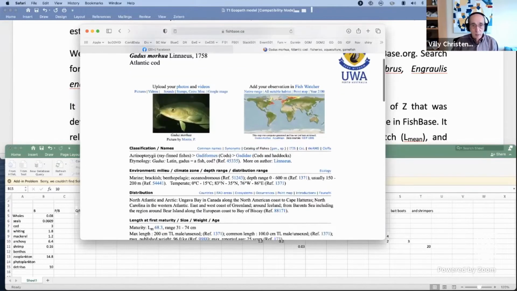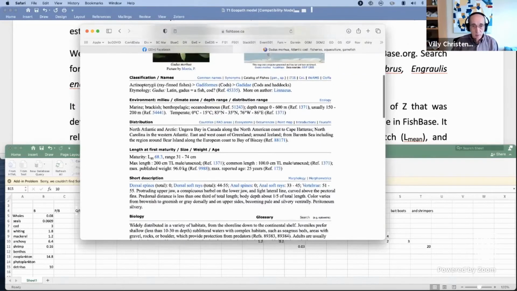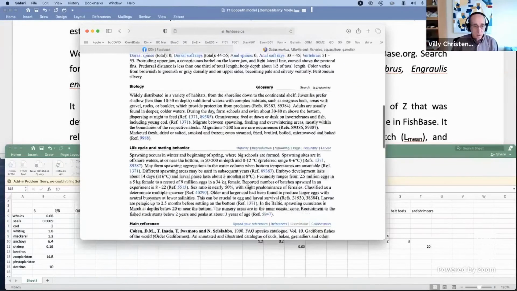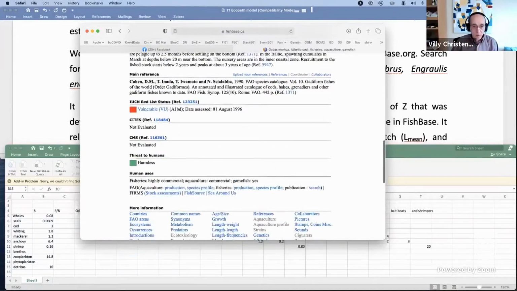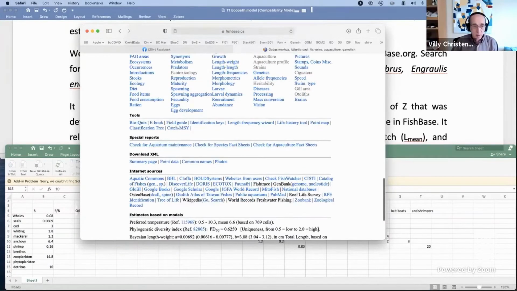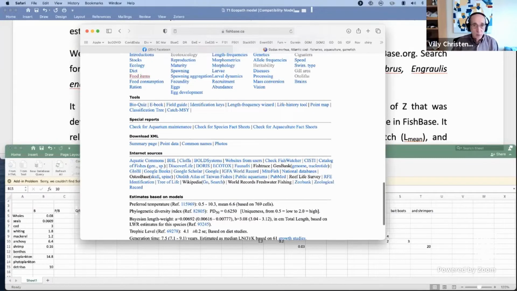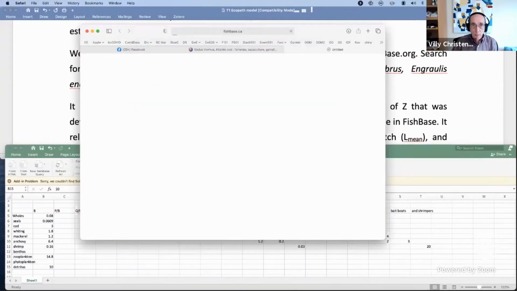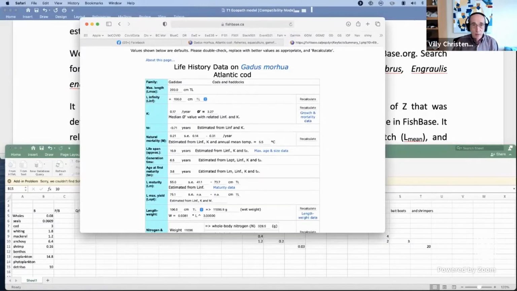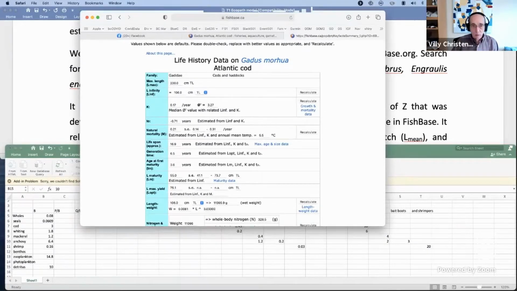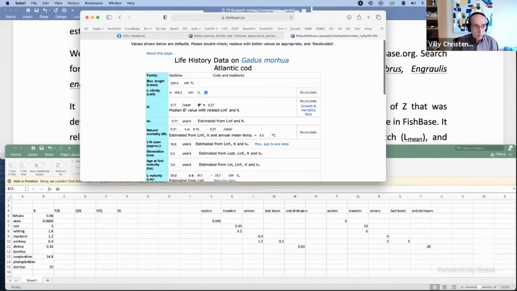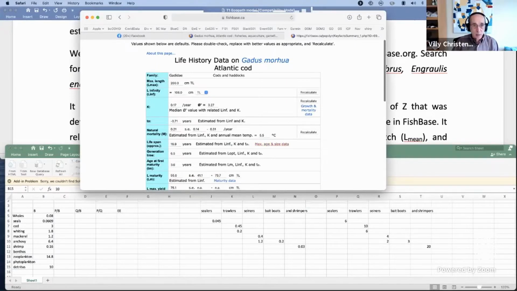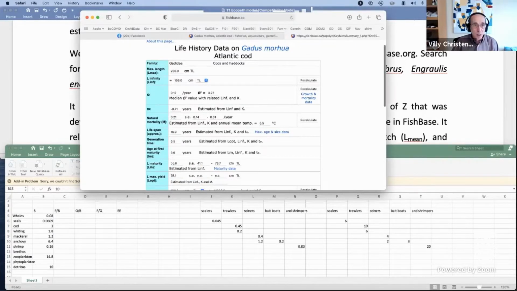So now we have the cod page in FishBase. And we're going to go down, down, down. When we get down here, under Tools, we'll find the Life History tool. When you go a bit up, I'm going to keep my space down there where I need it. So what do we find in here?